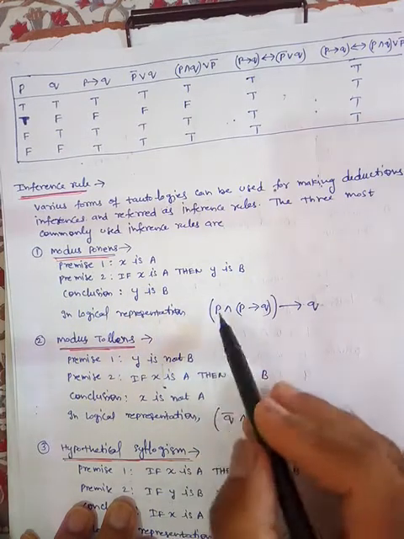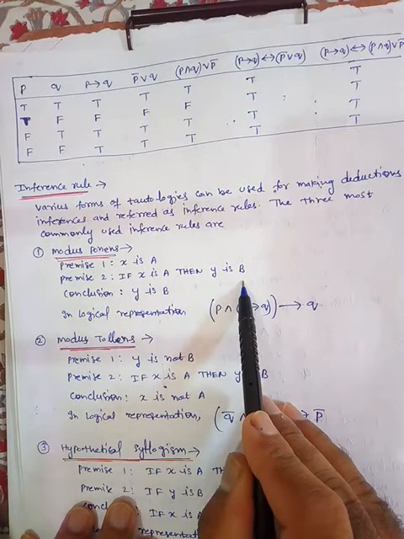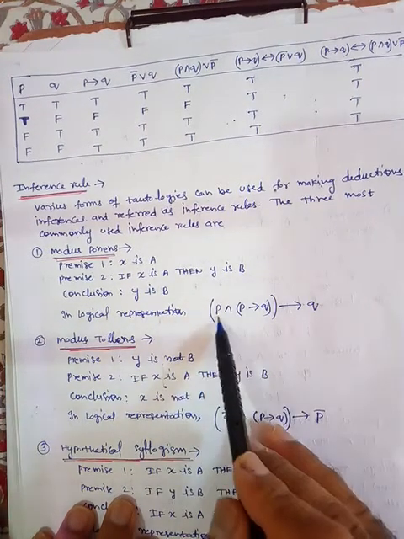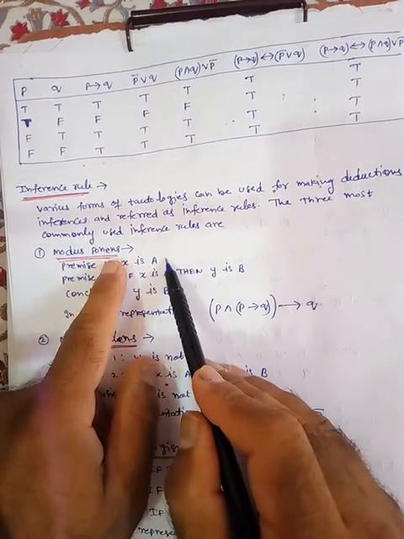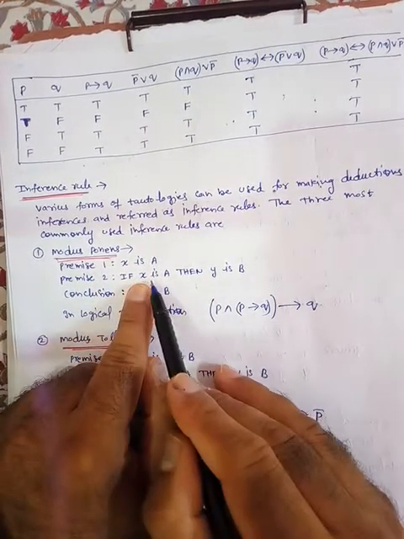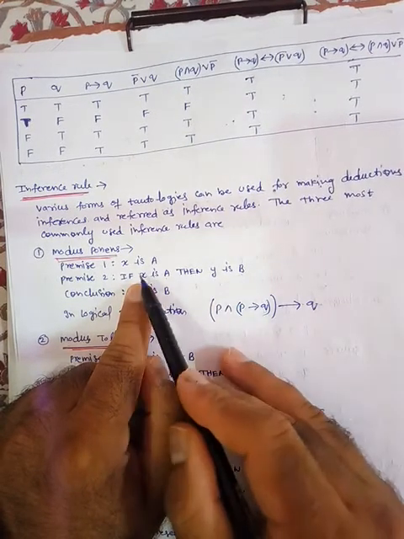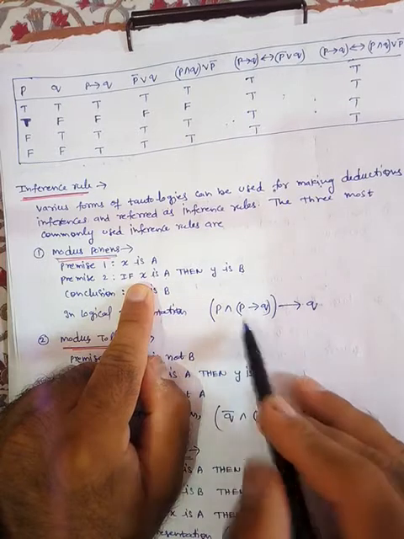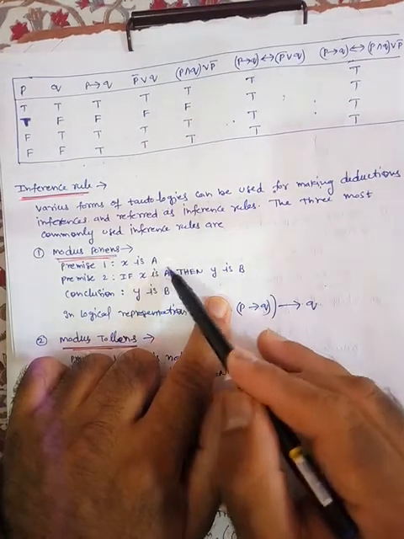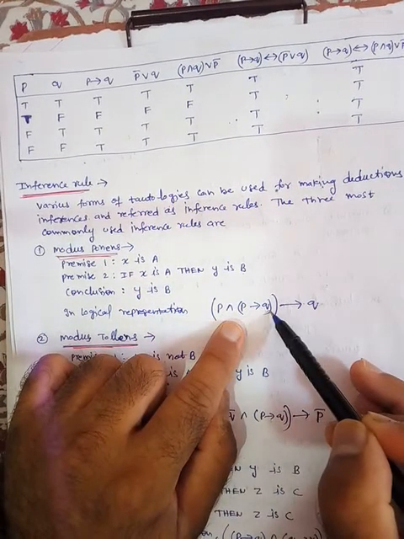Logically we can represent this as: suppose this is P, this is Q, this is P, this is P, this is Q. P is true, and this P implies Q is also true. So this is P, this is Q. P implies Q means if X is A then Y is B. This part is P. Now this is combined with this, X is A, that means P. So P meet P implies Q.